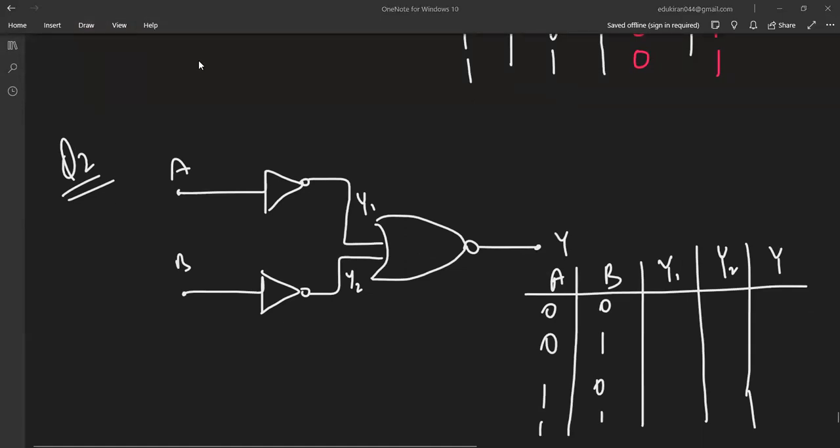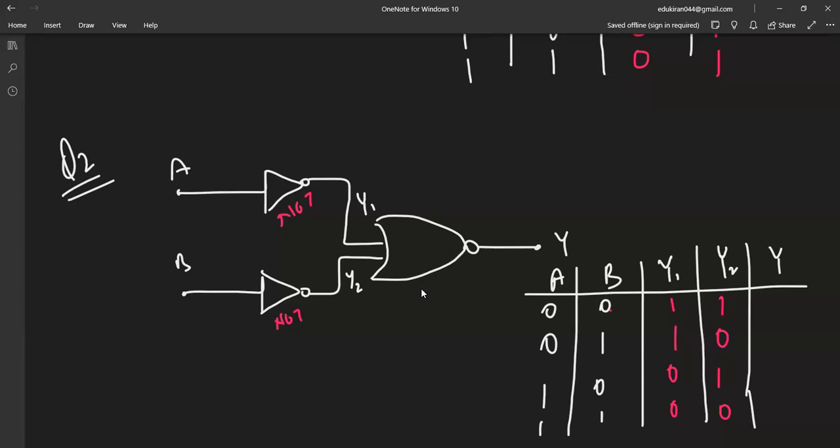Yes, class, answer. See, this is what type of gate? This is a NOT gate. This is also a NOT gate. So Y1 will be just opposite of whatever is for A. So A is 0011, this will be 1100. What will be Y2? Y2 will be exactly opposite of that of B. B is 0, 1, 0, 1, so this will be 1, 0, 1, 0.